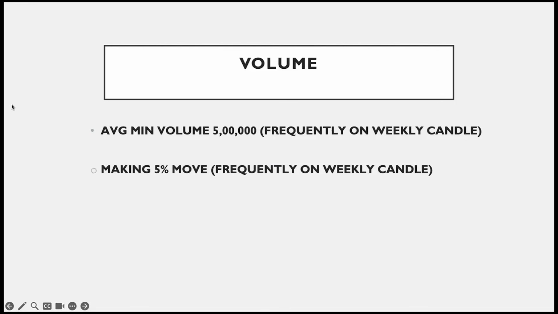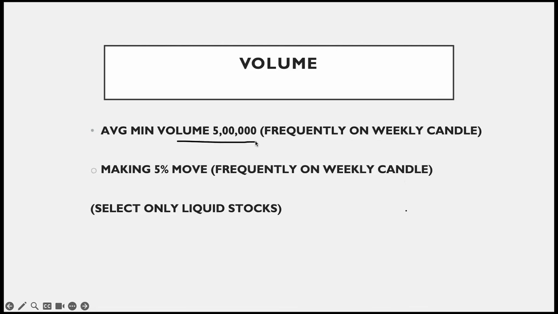Second is making a 5% move frequently on the weekly candle. Not every candle, but frequently. Okay, this is another criteria. That also I'll show you, the indicator I plot on the chart to know which stocks move at least 5 lakh average volume and 5% frequently. And next is select only liquid stocks.